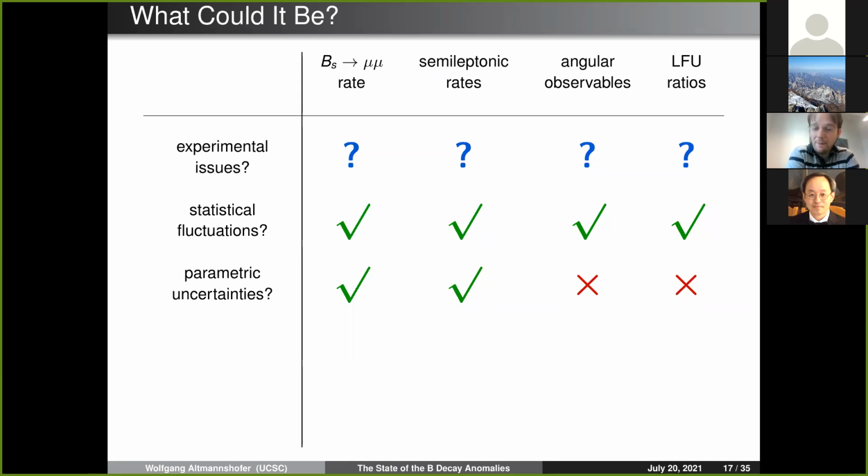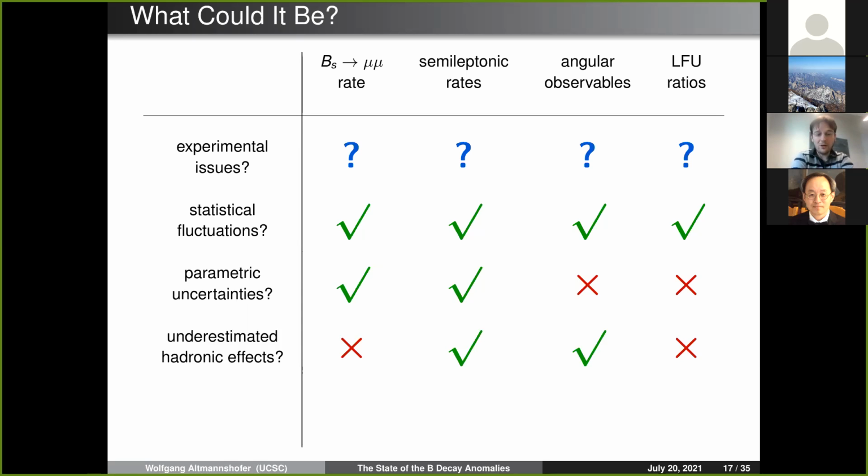And if those uncertainties and those input parameters are underestimated, then they could explain these discrepancies in the rates, or at least partially. The angular observables, so P5 prime and this lepton flavor universality ratios, they are constructed such that they are independent of such parametric input parameters, let's say from CKM matrix elements. So those couldn't be explained in that way.